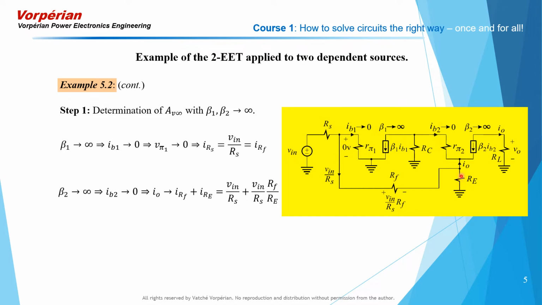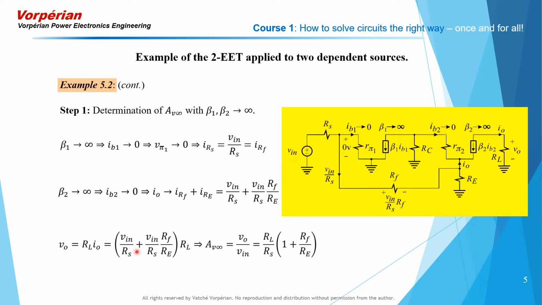sampling resistor here, the current sense resistor RE, which is the voltage across the feedback resistor RF divided by RE, and that's shown here. This is the current through the feedback network, and this is the current through RE. The sum of those two currents is the output current. So we have solved for the output current, which when we multiply with the load resistance RL gives us the output voltage, and hence we have the voltage gain Vout over Vin.